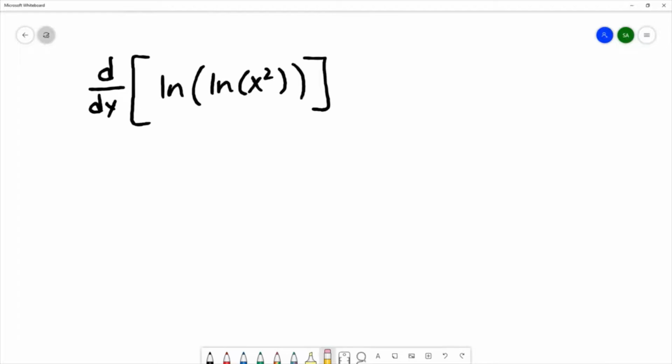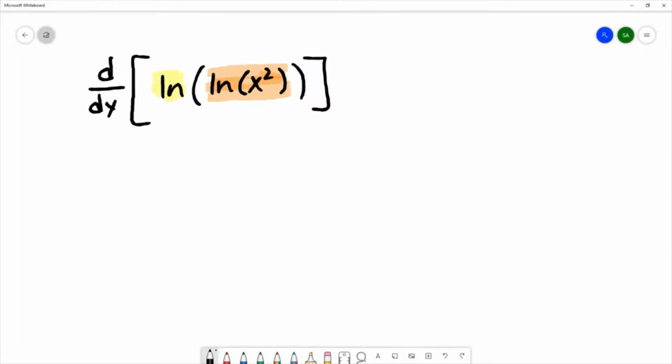So I have d/dx, which is find the derivative of what's inside the brackets with respect to x. I want to calculate the derivative of this, and I notice that I have a natural log on the outside, and then I also have an expression inside the log. And what's inside that natural log is something other than x. And so I know I need to use the chain rule to be able to calculate this derivative.